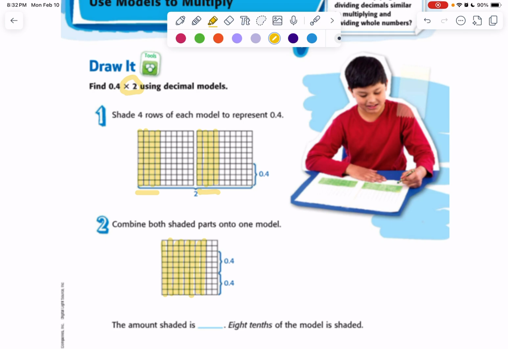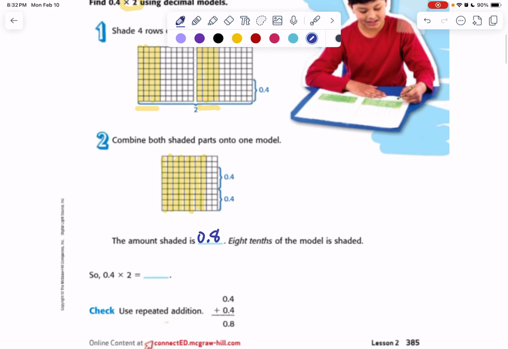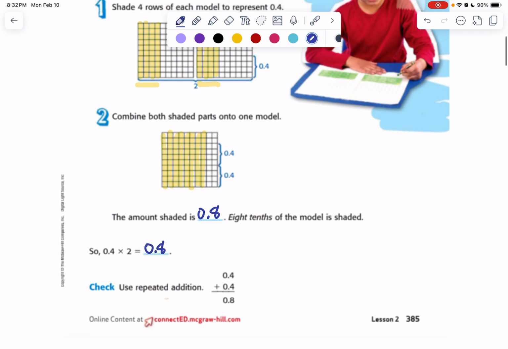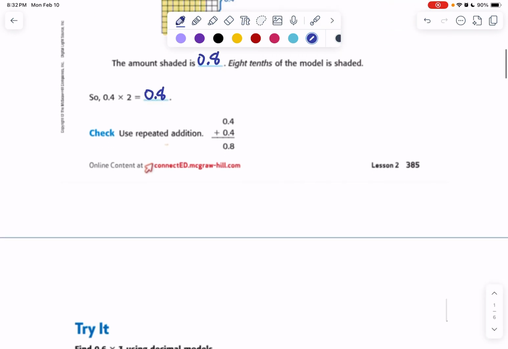All right, so 4/10 times 2, or 2 sets of 4/10. The amount shaded is 8/10. So 8/10 of the model is shaded. So 4/10 times 2 is 8/10. All right, could we check that with addition? Sure, we could add it. 4/10 plus 4/10, 8/10. Moving on.